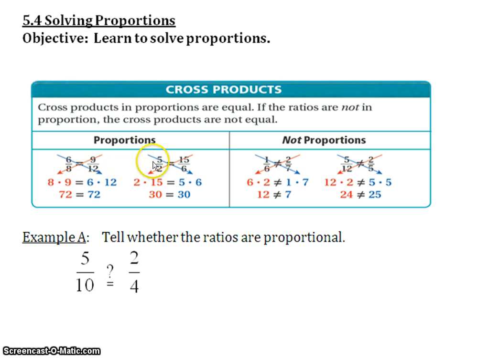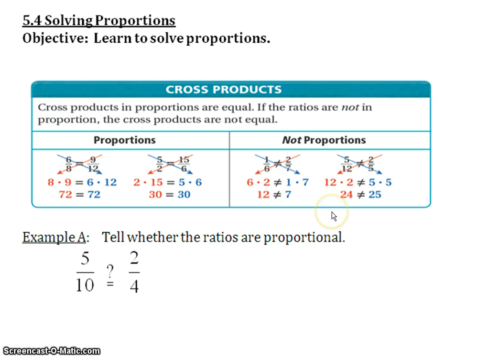The next example would be 5 halves. Is that proportionate to 15 sixths? Cross products of 15 times 2 is 30. 5 times 6 is 30. So those would be an example of proportions.